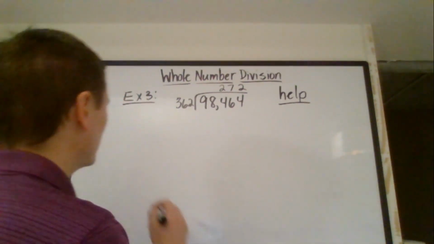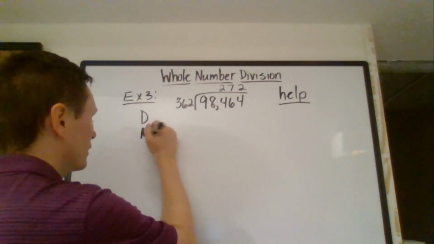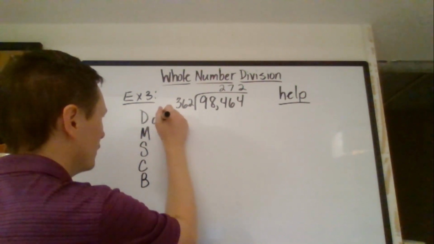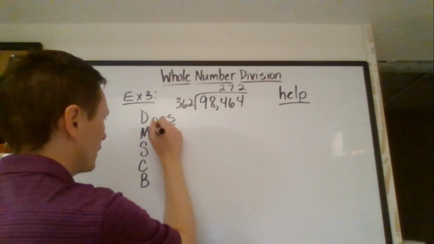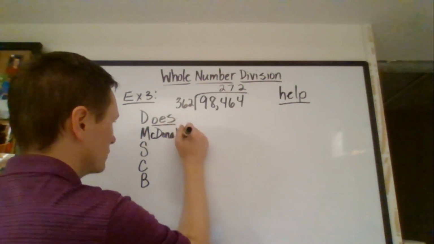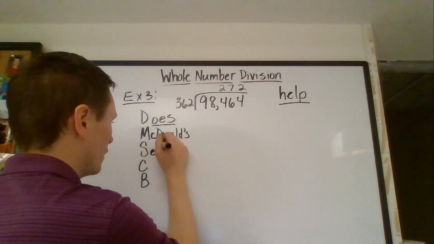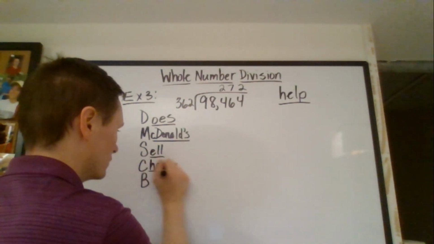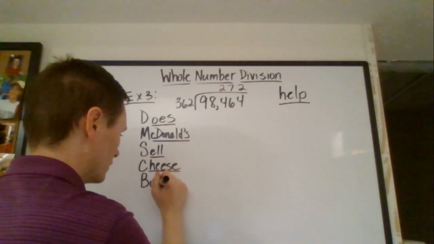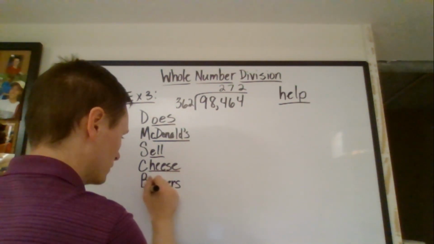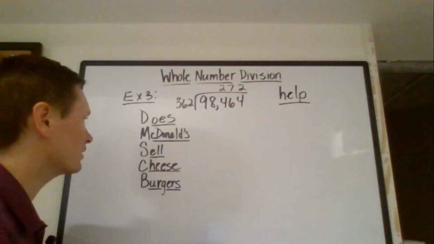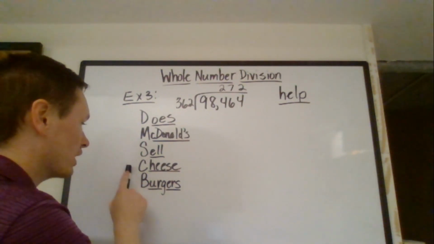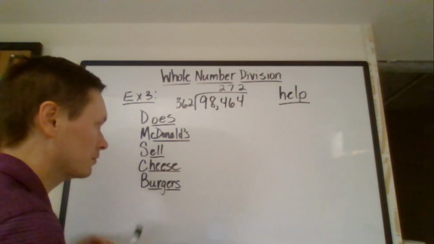So the acronym is DMSCB. Does McDonald's sell cheeseburgers? Okay. Does McDonald's sell cheeseburgers? Divide, multiply, subtract, check our answer, bring down, and repeat.